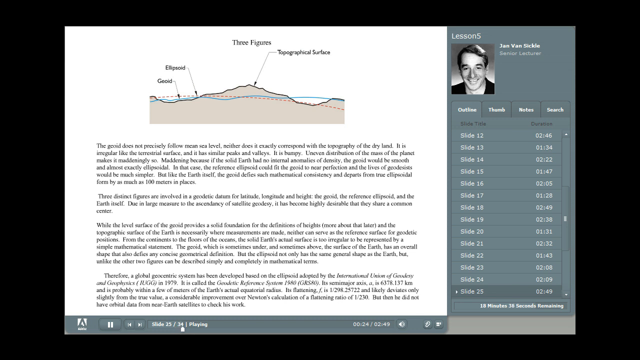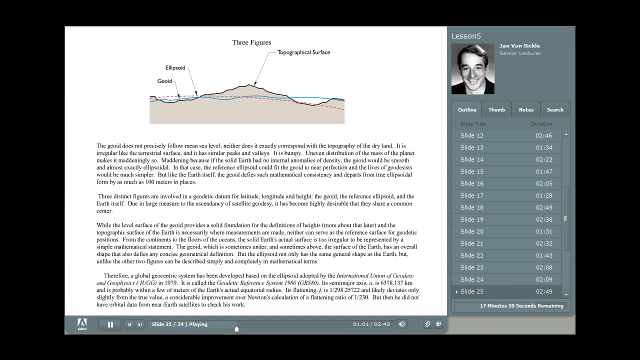Now, the geoid doesn't follow mean sea level, doesn't correspond with the topographic surface. It's irregular. It does have peaks and valleys. It's bumpy, in other words, and of course because of the uneven mass of the planet. If the solid Earth didn't have these changes in density, the geoid and the ellipsoid would be the same thing. But of course, gravity isn't nearly so cooperative. The geoid actually departs from the ellipsoid up to 100 meters in some places.